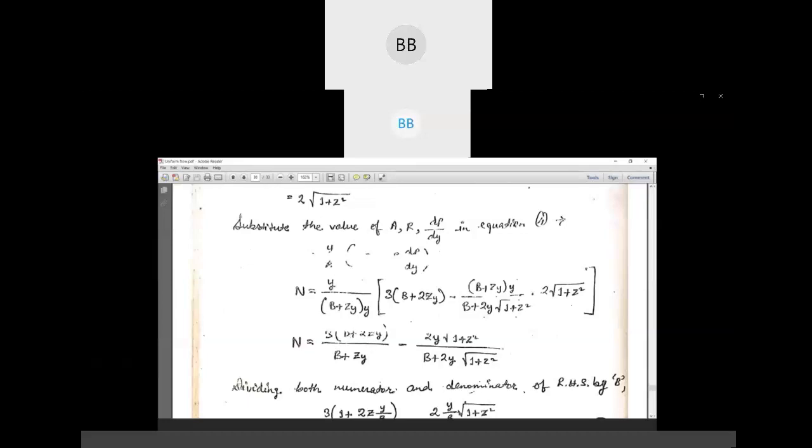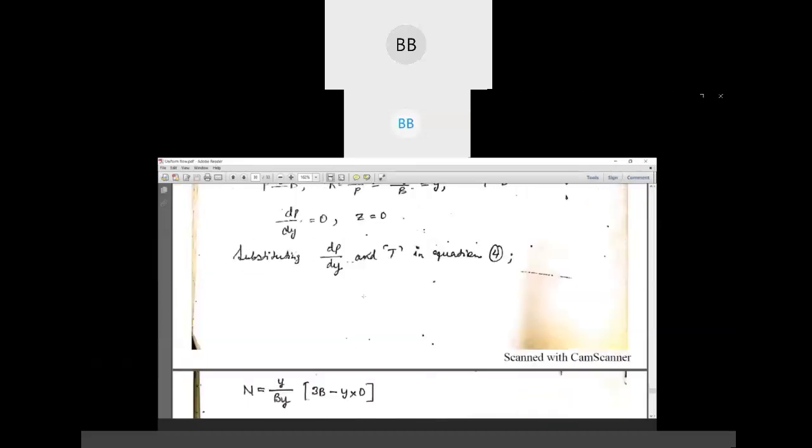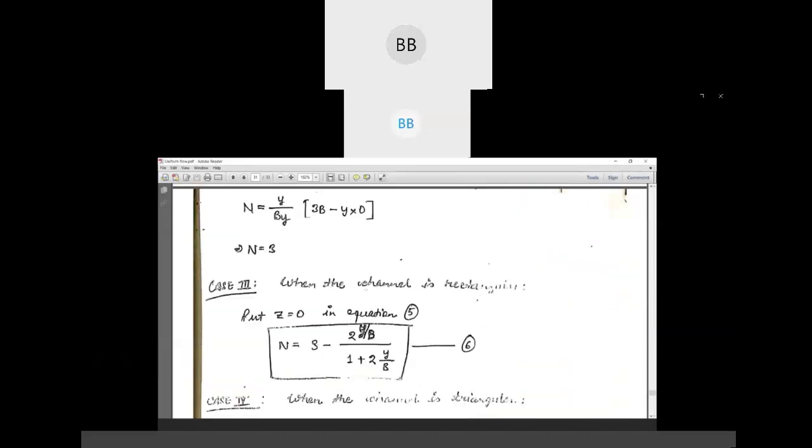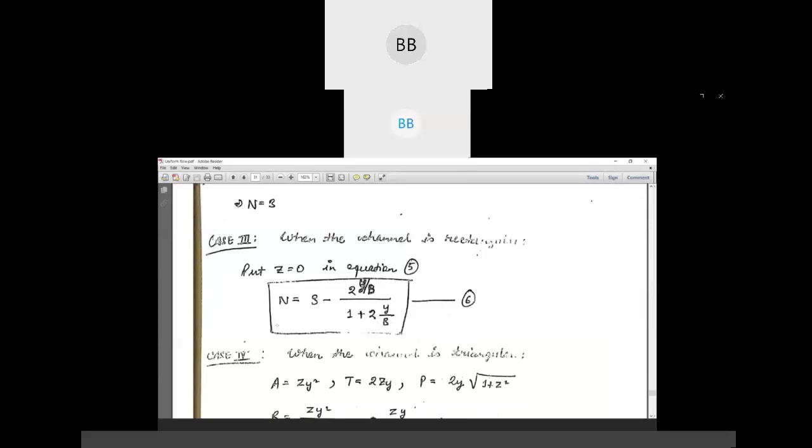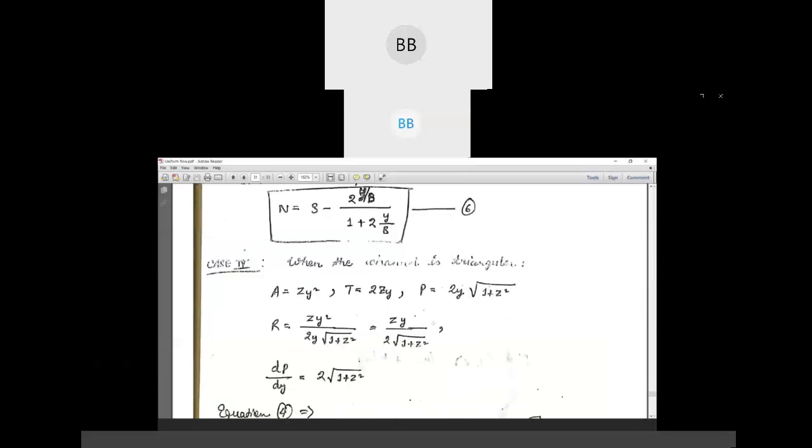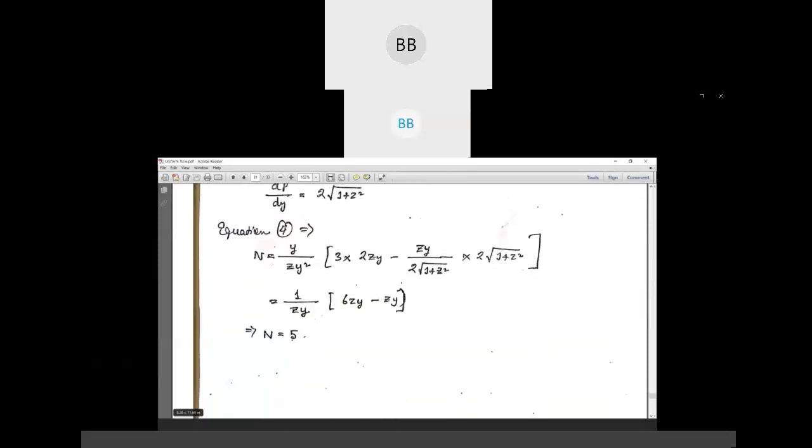Similarly we can also go for rectangular and triangular. So see, for triangular we will get n value as 5. You can see here. So those things you can do again.